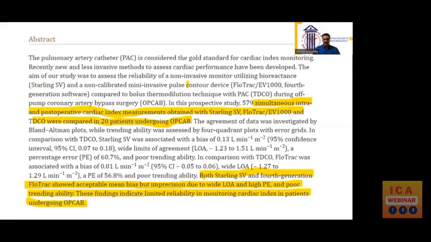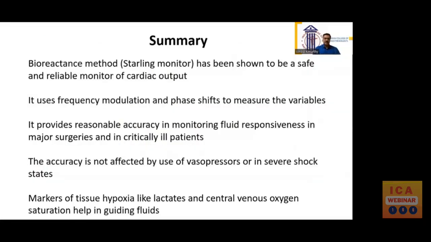These findings indicate limited reliability in monitoring cardiac index in patients undergoing OPCAB. So as you can see, most of the studies are in favor of using bioreactants, whereas there are some studies which find that it is not as effective. So to summarize, the bioreactants method or the Starling monitor has been shown to be a reliable monitor of cardiac output. It provides reasonable accuracy in monitoring fluid responsiveness in major surgeries and critically ill patients.